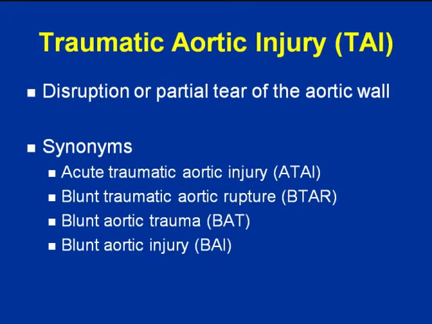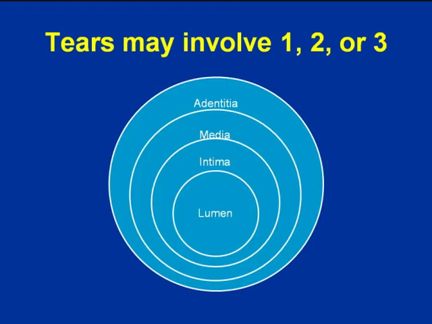What is this entity? As you can see here, this entity has been referred to by many different names: aortic traumatic aortic injury, blunt traumatic aortic injury, and it goes on and on. All of these I'm going to refer to as traumatic aortic injury. And what it is, is a disruption or partial tear of the aortic wall. This is my sketch of what an artery should look like. There's a lumen, an intima, a media, and an adventitia, and Dr. Kligerman showed us some very nice examples of these earlier today.